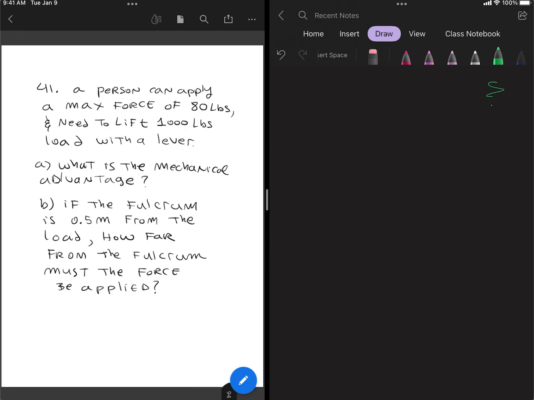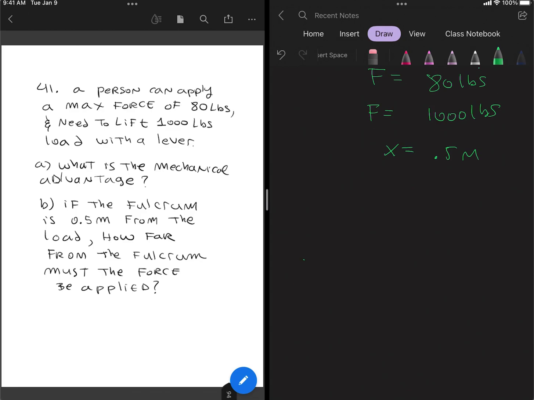And part B, if the fulcrum is 0.5 meters from the load, how far from the fulcrum must the force be applied? So let's just write down what's given. We have 80 lbs, so that's a force, and we have 1,000 lbs, so that's another force, and we also have 0.5 m, so that's some kind of a distance. So let's just try to draw a diagram to see what's happening here.